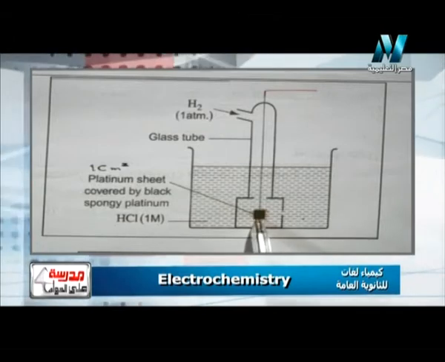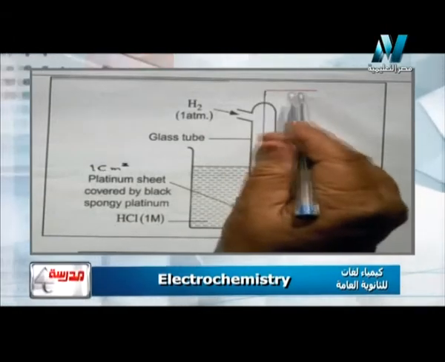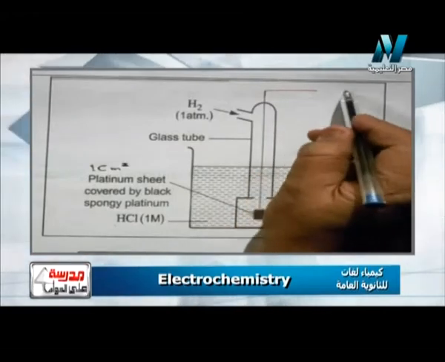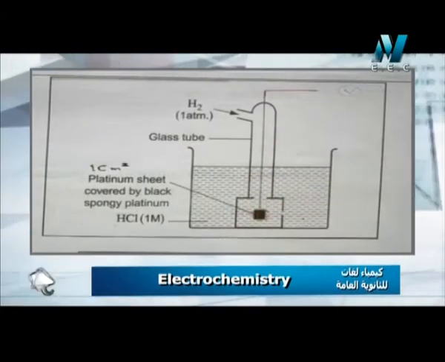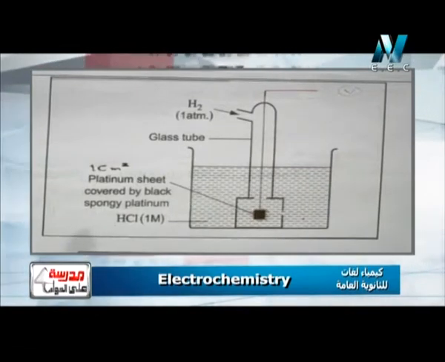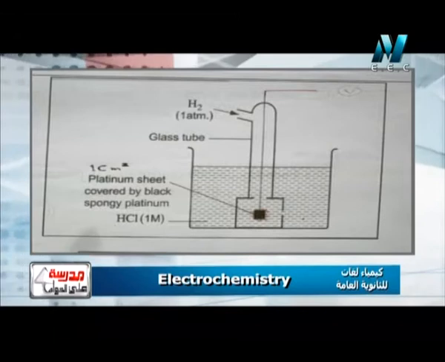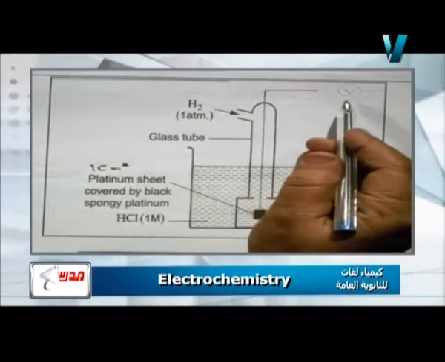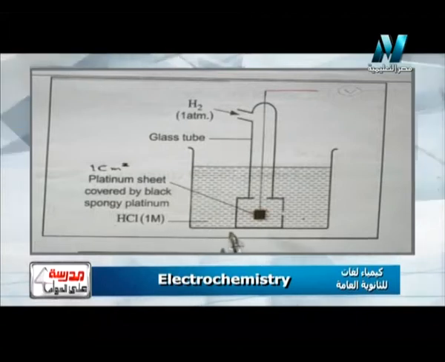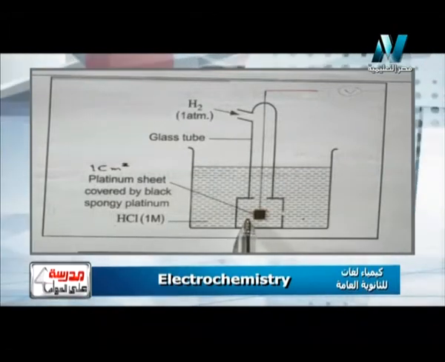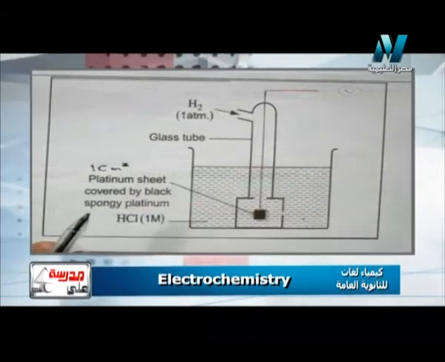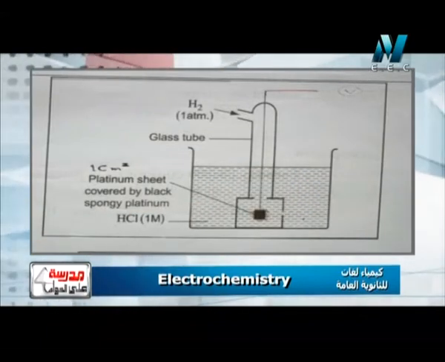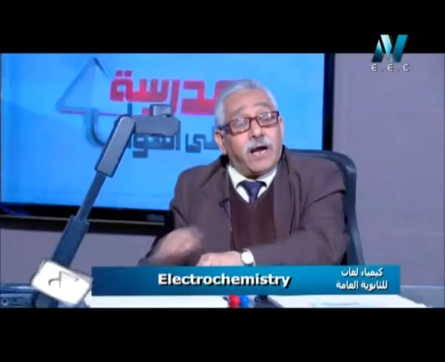When we connect this hydrogen electrode by a wire to a voltmeter and to another electrode, maybe zinc or copper, the element of which we want to get the standard electrode potential, the voltmeter gives the difference between the two electrodes. The hydrogen equals 0, so the reading of the voltmeter indicates the electrode potential of the other element. This is about the standard hydrogen electrode. Why do we use it to get the standard electrode potential of another element? Because the standard hydrogen electrode equals 0.